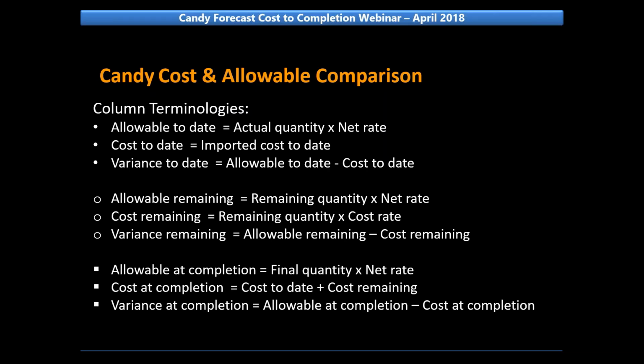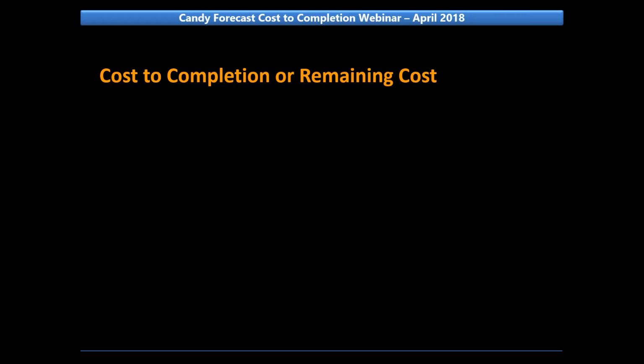Next is allowable at completion, which is calculated based on final quantity multiplied by the net rate, and cost at completion is cost to date plus cost remaining, and finally variance at completion is the difference between allowable at completion and cost at completion. This webinar will focus on forecasting the cost remaining and cost at completion. The cost to date has already been handled in a separate webinar previously. If you need to get the recording of any previous webinars, please contact the local CCS office. The link will also be posted on our new website very soon.